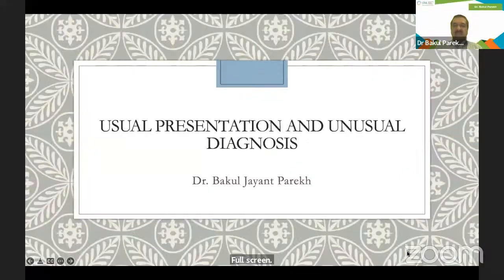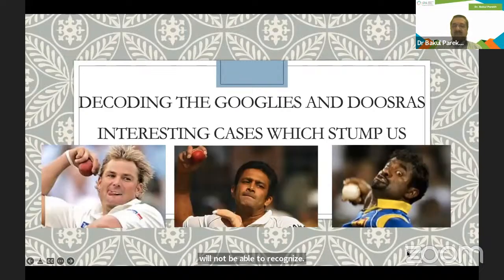So today's presentation is usual presentation and unusual diagnosis. Many times we know that we are bowled by googlies. A leg spinner will bowl an off spinner, but from his hand movement we will not be able to recognize it, like what you see with these three great leg spinners and one off spinner who is bowling the leg spin with the action of off spin.